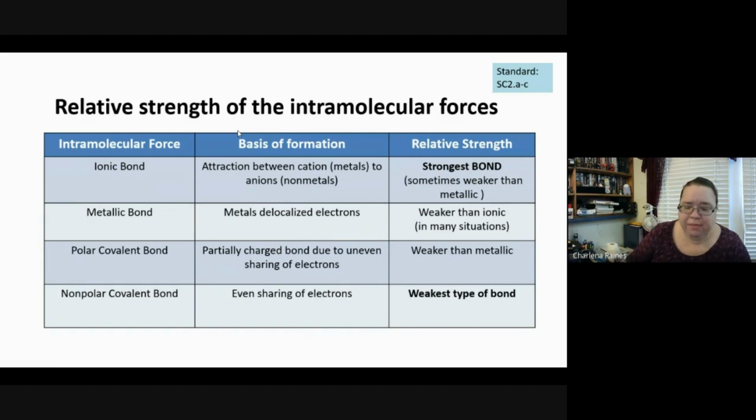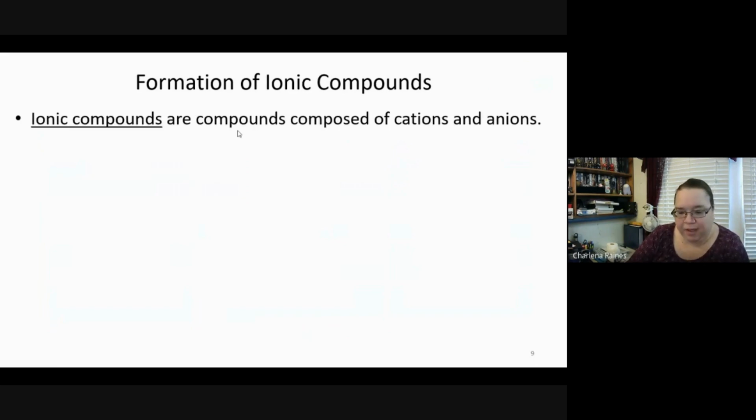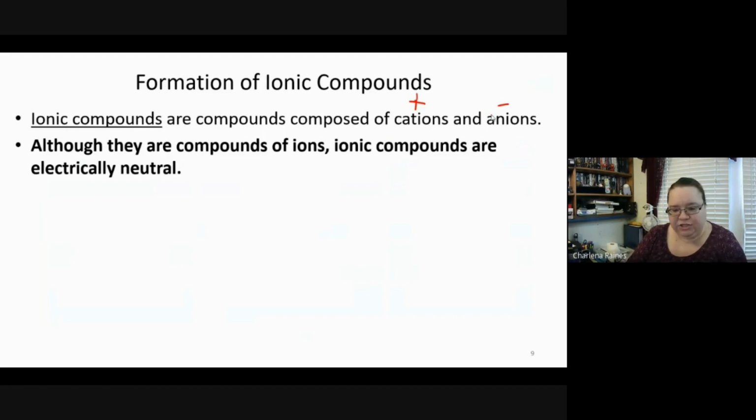So notice that my ionic bond is the strongest type of bond possible. This is the strongest attraction that is out there, with my covalent being considerably weaker. Now, the reason why that ionic bond, or my ionic compounds, have such a strong bond is due to the fact that it's formed from those ions. That positive cation and my negative anion, that attraction is what gives it its strength.